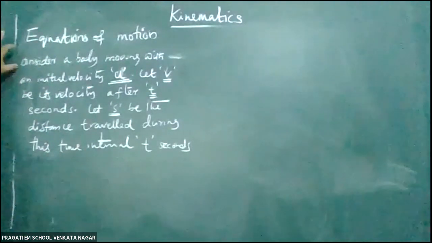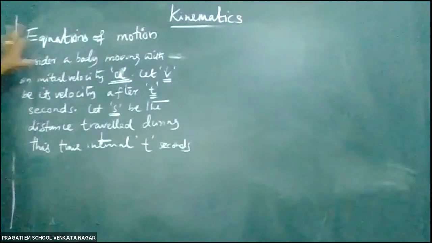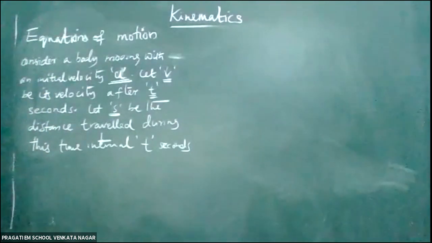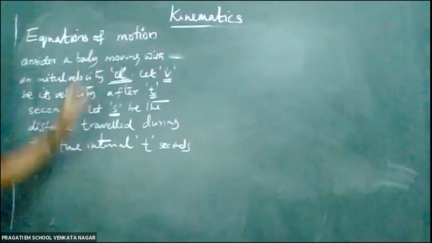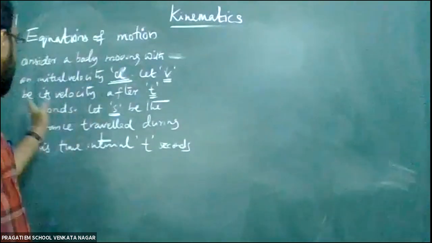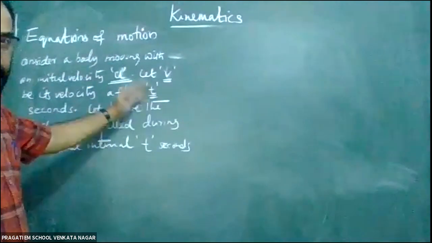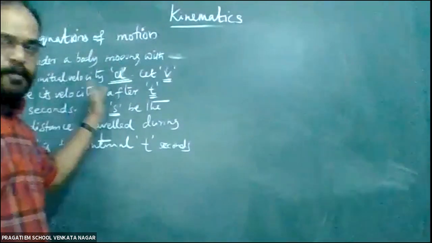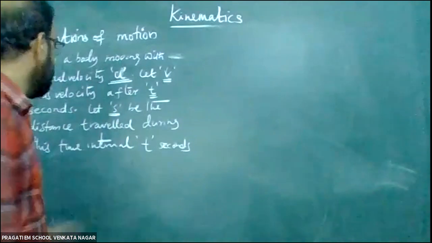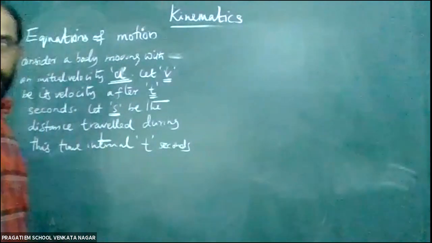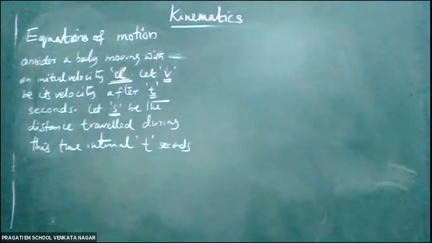Okay, completed. Consider a body moving with initial velocity u. Let v be the final velocity, and let t be the time taken for this change, that means from u to v, and let s be the distance traveled during this time interval.